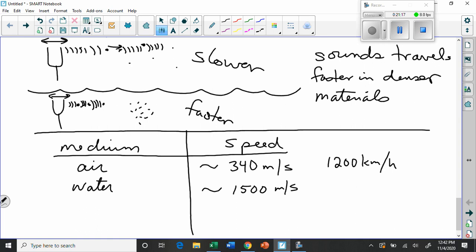Let's look at glass. Sound can go through glass. We know this because if I stand outside the door and I yell at you, my voice will go through the air, then it will hit the door. And it will make the glass vibrate, and then the sound will go through the glass and into the air inside the classroom and then to your ears.